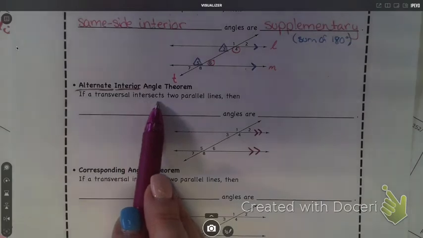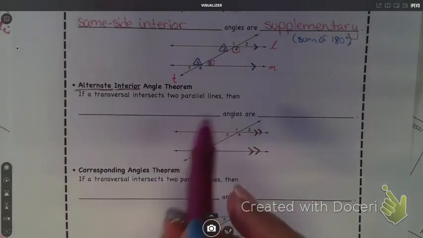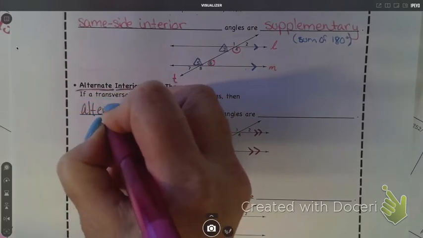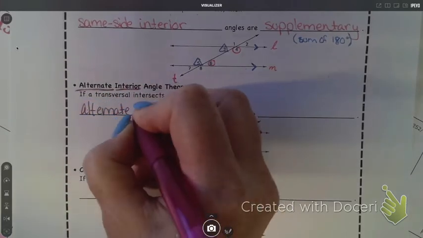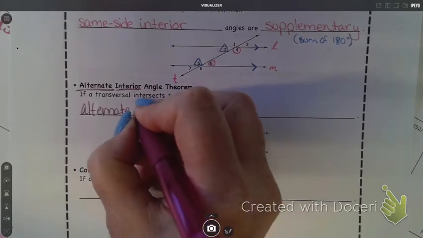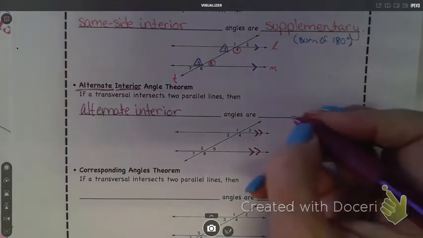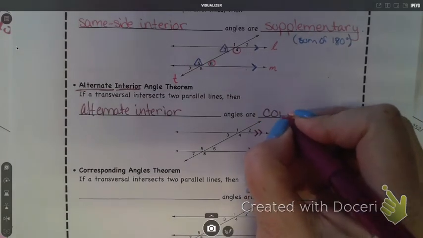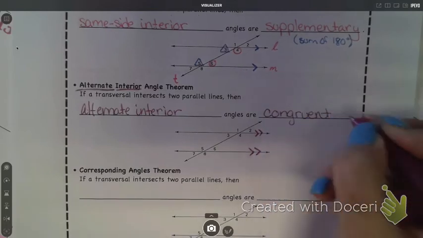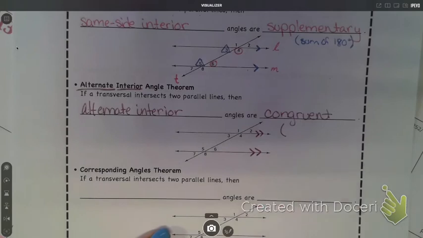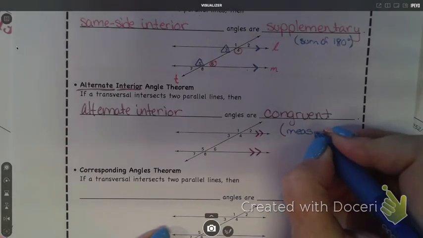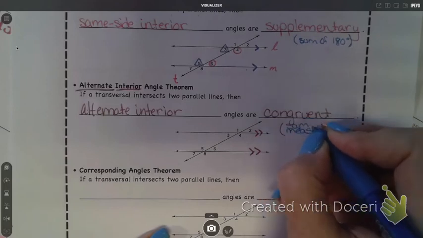If a transversal intersects two parallel lines, then alternate interior angles are congruent. What does congruent mean? Same measurement. Yeah. Same measure. So underneath there, write same measure. So you remember.